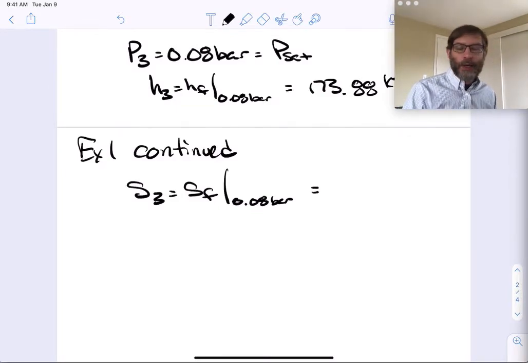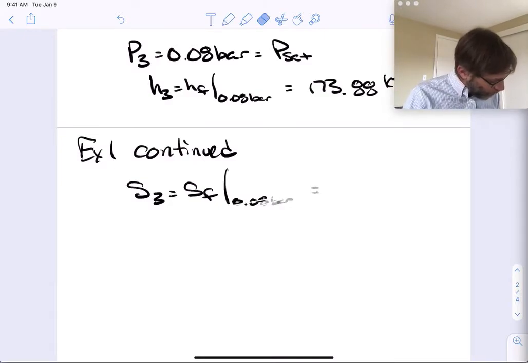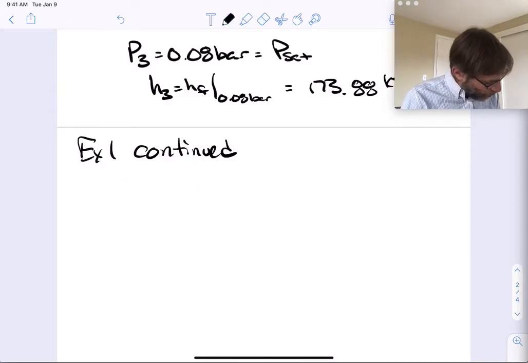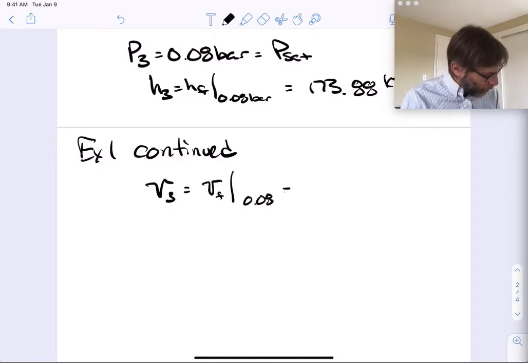Actually, we don't need S because we're going to do v dP. So let's get rid of this. So we're going to do v dP. So V3 is equal to V_f at 0.08 bar, which is equal to 1.0084 times 10 to the negative 3 meter cubed per kilogram.